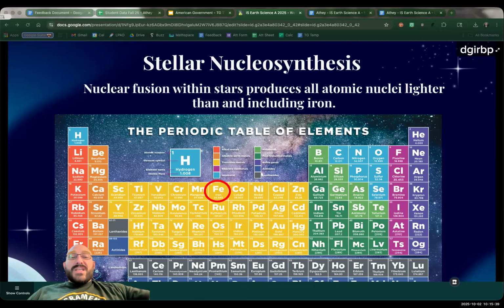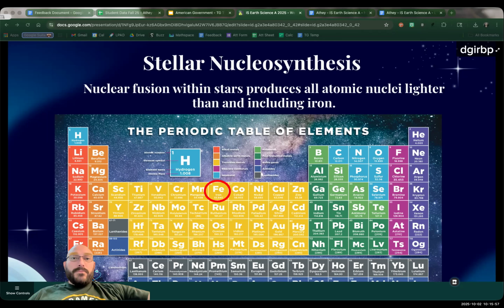Anything heavier than iron, though, is not made in a star. No star anywhere can make an element heavier or more massive than iron.